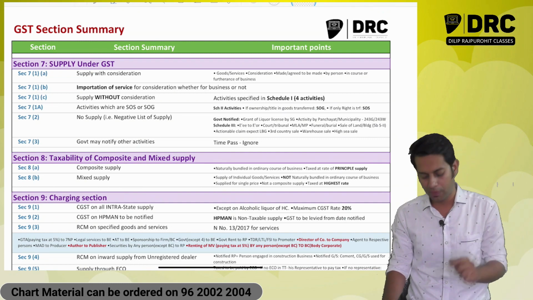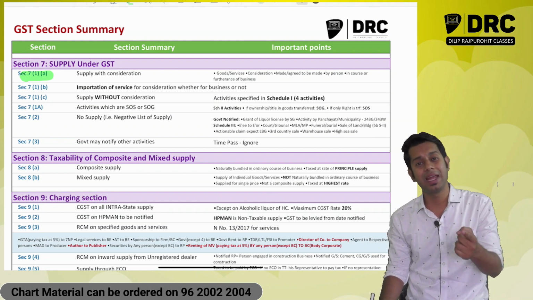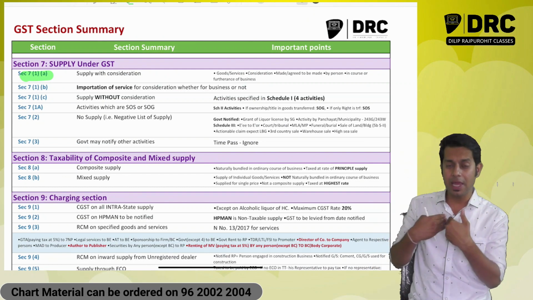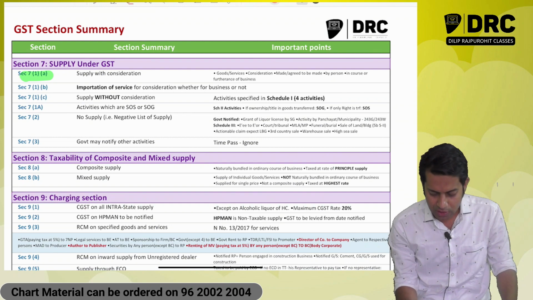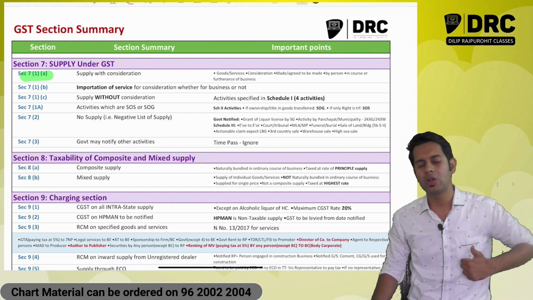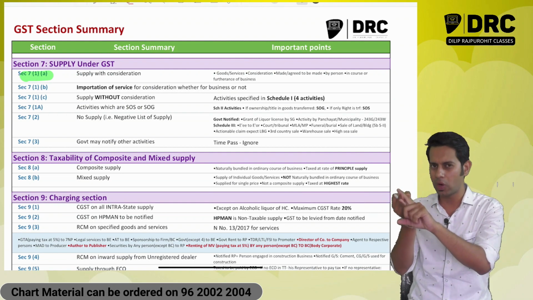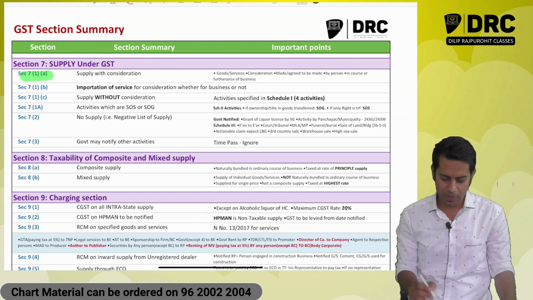Section 7 subsection 1 clause A says supply includes all forms of supply of goods or services or both, such as sale, transfer, barter, exchange, lease, license, rental, disposal, made or agreed to be made by a person for a consideration in the course or furtherance of business. So if I want to call something a supply as per 7(1)(a), then that supply should be of goods or services, made or agreed to be made by a person for a consideration in the course or furtherance of business. 5 elements should be satisfied.